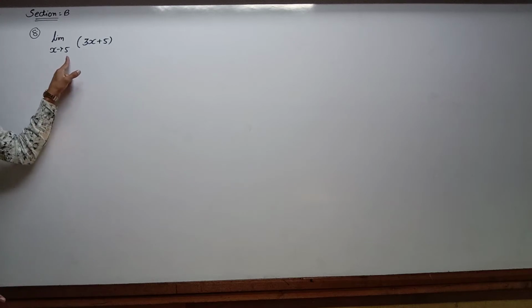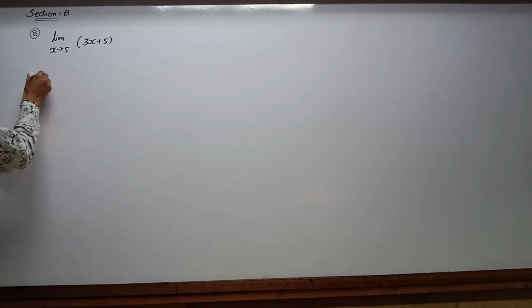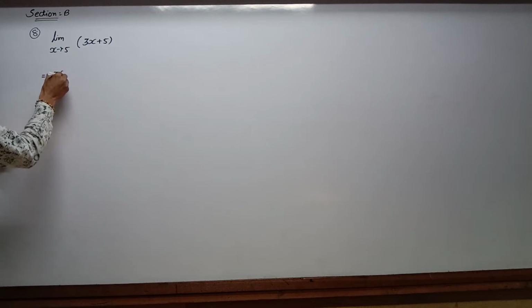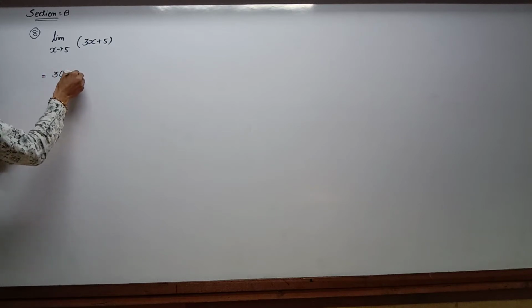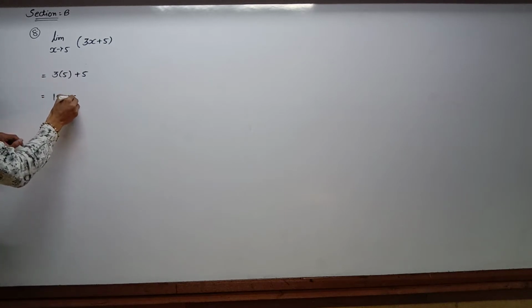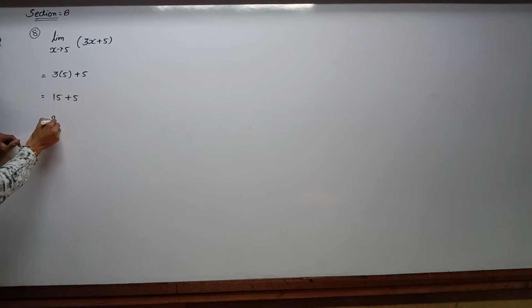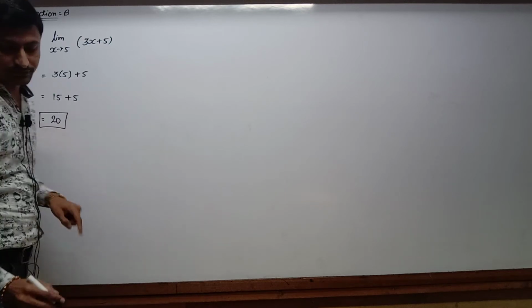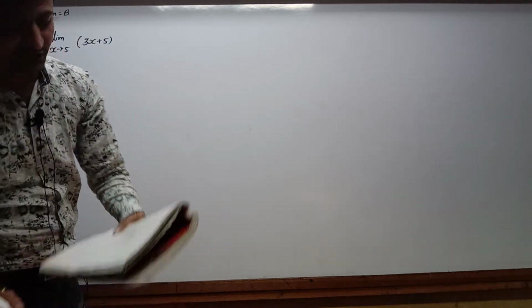So what will we do? Putting the value: in place of x, write the value. 3 in bracket 5 plus 5. 5 threes are 15, plus 5. Your answer is 20. Okay. Now next, question number 9.